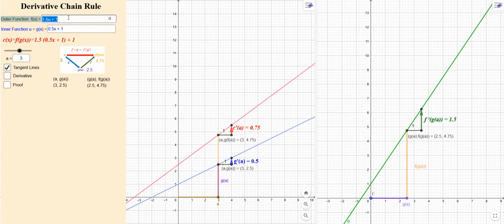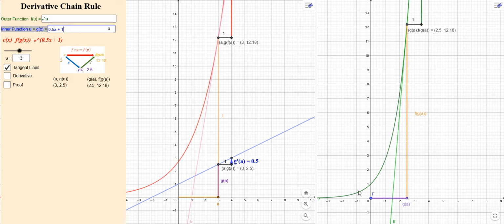Now, I need to put the formulas in. So the outermost structure is e to a power. In GeoGebra here, that's exp of the power, which is going to be u. So I need to write this function in terms of u. That should change this to an exponential graph over here on the right. And the inner function, I think, was 1/4 times x squared.